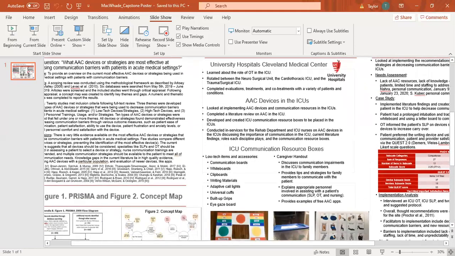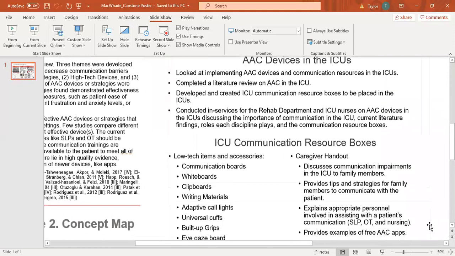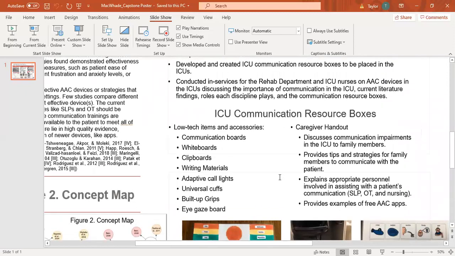Another question is how were the items in the boxes created and why were those suggested and made for the boxes? One thing was low-tech items were used just because high-tech was out of the budget for UH. Things like communication boards were easy to make and they had access to software to create them. Whiteboards and writing materials are common for patients in the ICU, and these are pretty easy to get, and they're great options for patients.